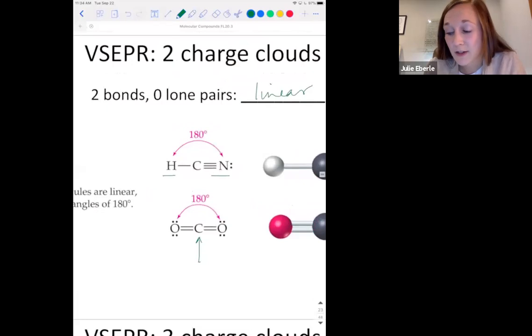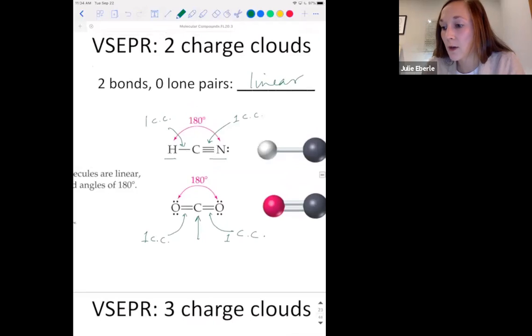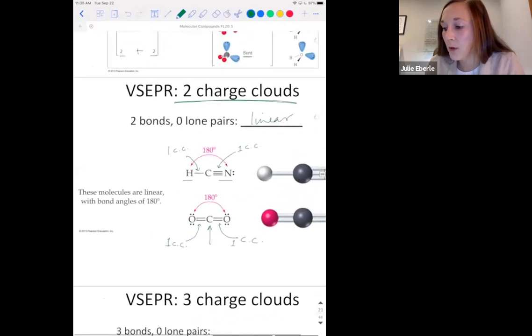How do we count charge clouds here? Well, we have a single bond, and this is 1 charge cloud. We have a triple bond, but remember, that is just 1 charge cloud. And we have no lone pairs. So 2 charge clouds is always linear. Again, we have double bonds between the carbon and the oxygen, but this is just 1 charge cloud. A double bond, a triple bond, and a single bond are always just 1 charge cloud. So that adds up to 2 charge clouds. Those molecules are always linear.